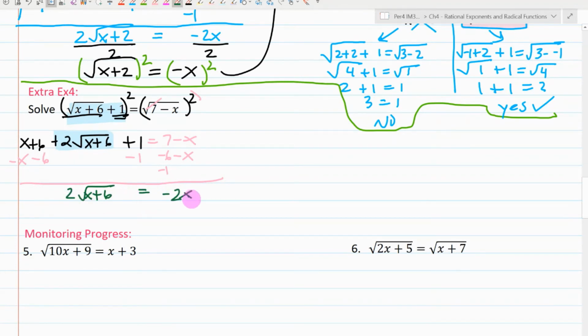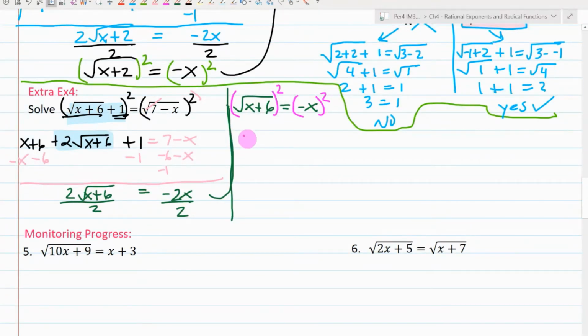Now, the reason I divide here by 2 is because 2 goes into this evenly. If it didn't go in evenly, I would not divide by 2. I would just square right here, okay? So I'm going to divide both sides by 2. And that's going to give me x plus 6. The square root of x plus 6 is equal to negative x. Then I'll square both sides again. So I'm going to get x plus 6 is equal to x squared.